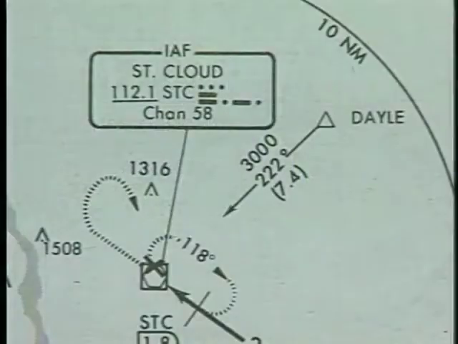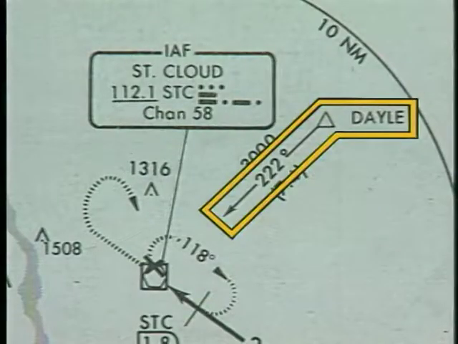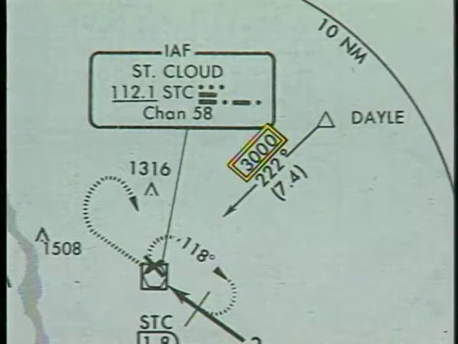Your present position is on the feeder route from Daly intersection. Minneapolis Center has cleared you for the approach, and you have received the current altimeter setting from St. Cloud Unicom. The minimum altitude for this feeder route is 3,000 feet. Your inbound course to St. Cloud is 222 degrees.